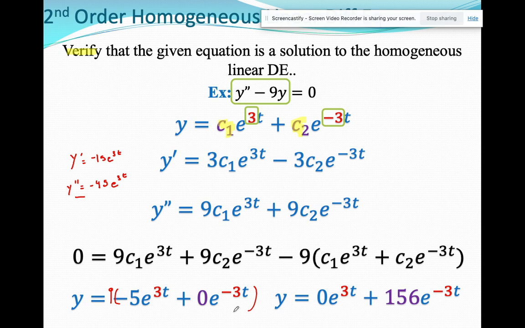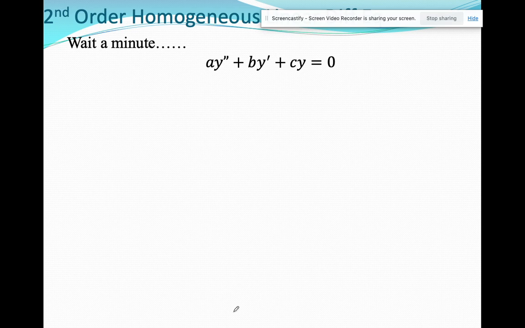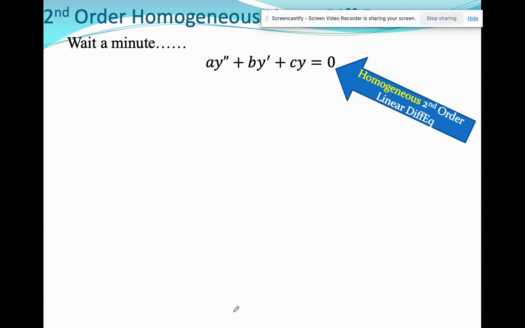Wait, there's just something nagging at the back of my brain. I feel like I'm almost time traveling. Time traveling back to Algebra 1? What? Wait a minute. Wait a minute. This looks an awful lot like an Algebra 1 quadratic. That's a homogeneous second order linear differential equation.